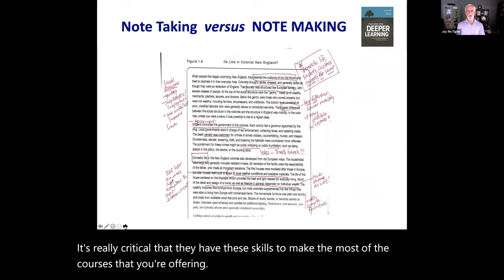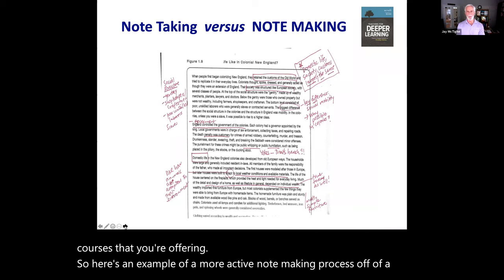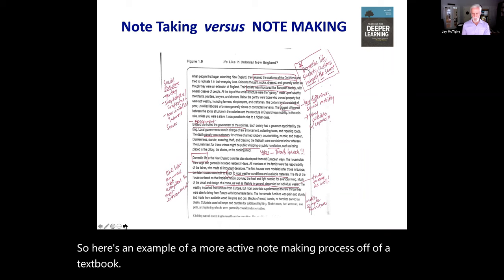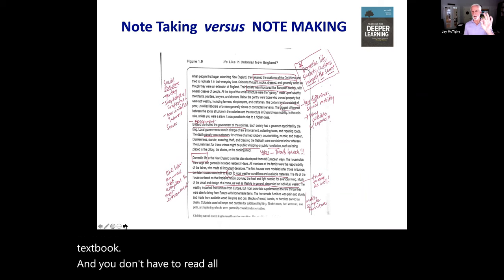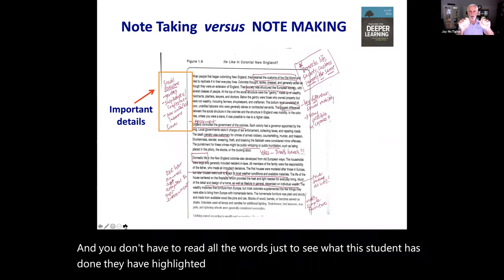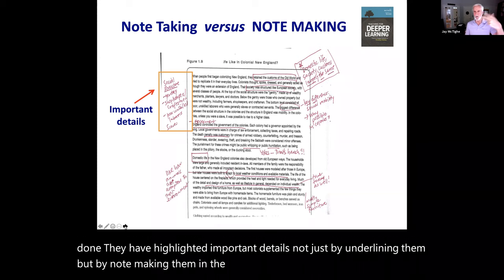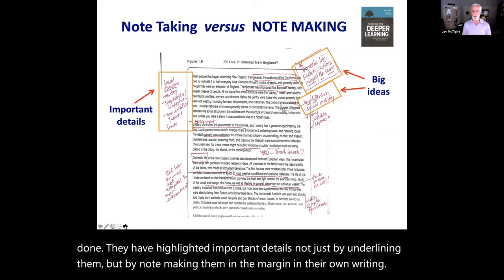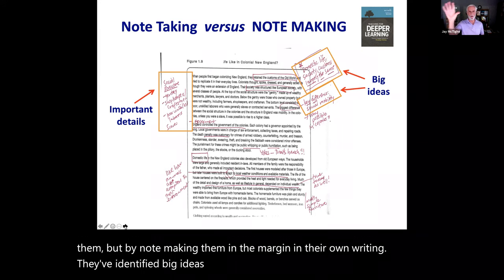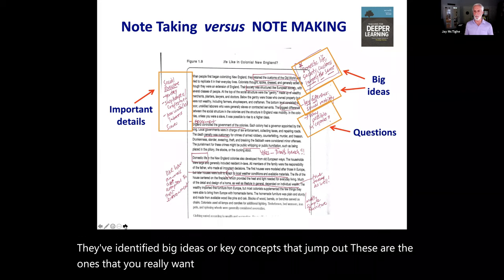So here's an example of a more active note-making process off of a textbook. And you don't have to read all the words just to see what this student has done. They have highlighted important details, not just by underlining them, but by note-making them in the margin, in their own writing. They've identified big ideas or key concepts that jump out. These are the ones that you really want to understand.